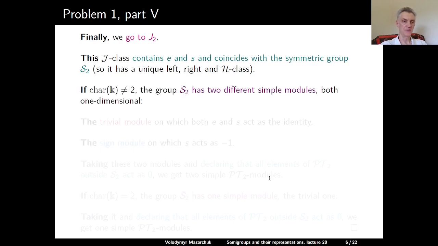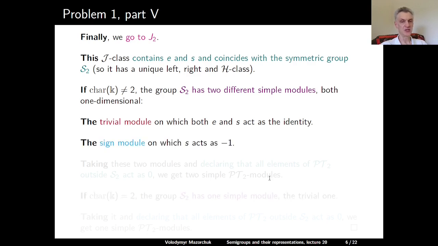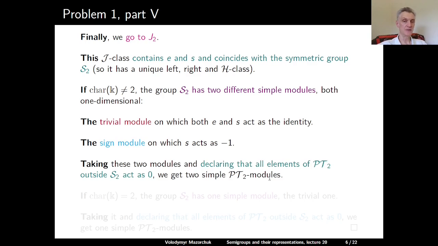If the characteristic of our field is different from 2, then the group S2 has two different simple modules, both one-dimensional. We have the trivial module on which both E and S act as the identity, and we have the sign module on which E acts as the identity and S acts as -1. Taking these two modules and declaring that all elements of PT2 outside S2 act on them as 0, we get two simple PT2 modules.